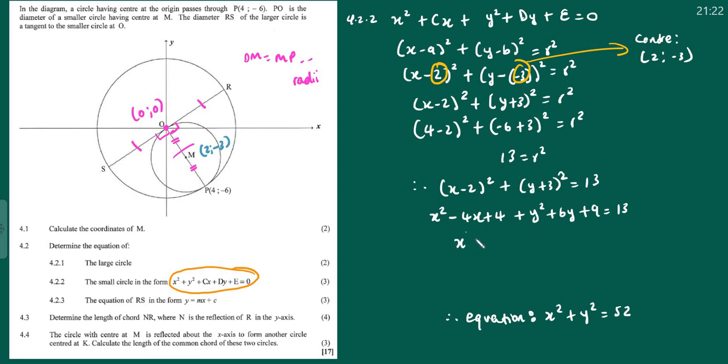Then you can say you have x squared. They want x squared plus y squared, then they want the one with x, meaning you say minus 4x. They want the one with y, you say plus 6y. 4 plus 9 is what? Is 13. Then you take the 13, this side becomes 0. So you have x squared plus y squared minus 4x plus 6y is equal to 0. That's how they wanted it. I hope that is clear. So it's just to expand.